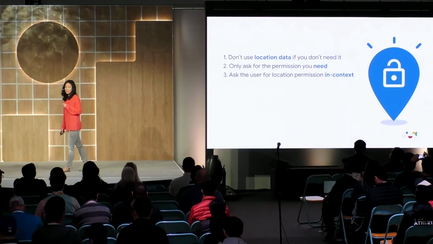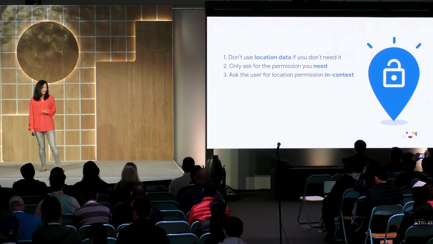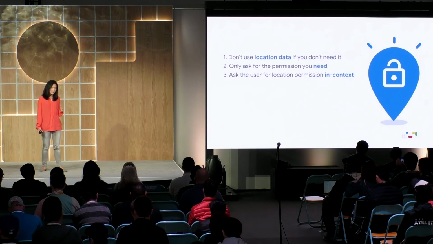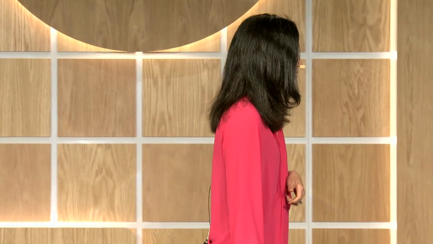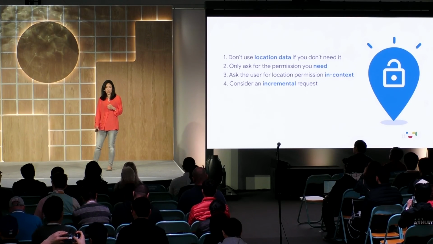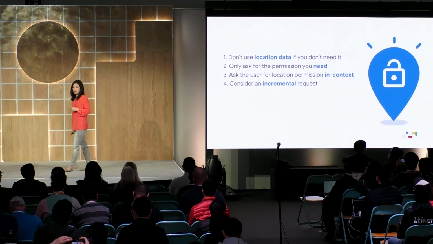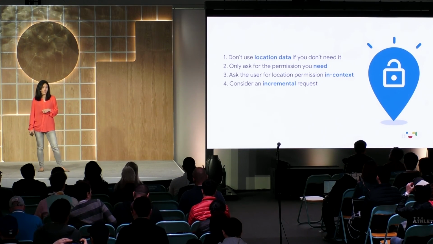Next, ask the user for location permission in context. We suggest surfacing the location permission prompt when the user interacts with or turns on a specific feature in your app that requires it. This also helps the user understand why your application is asking. We don't recommend surfacing the permission prompt on app startup unless it's absolutely obvious to the user why. Fourth, consider an incremental request. As Praveen had mentioned, you can ask for while-in-use permission first when the user is interacting with your app, and then later ask for all-the-time permission when the user is specifically turning on a feature that requires it.